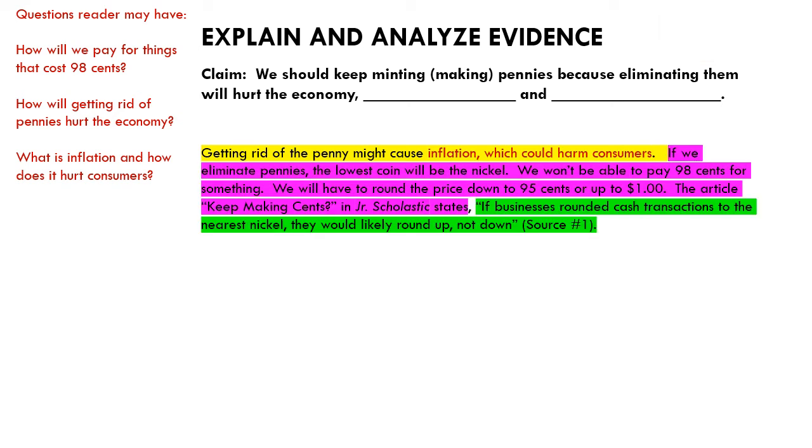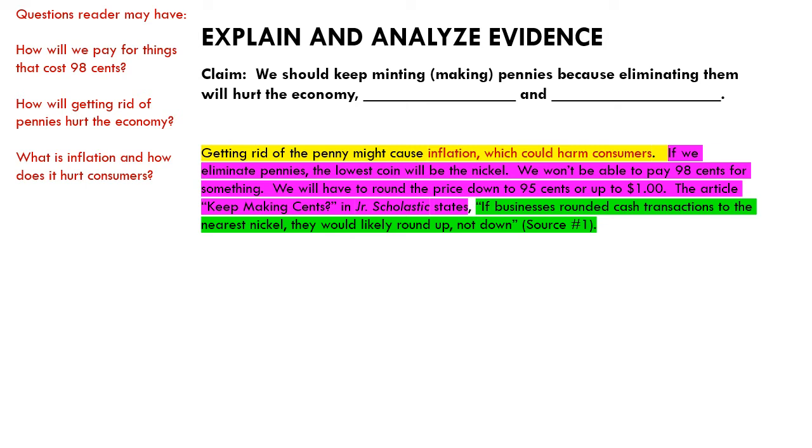I'm going to start off by answering the question I think my audience will have first, which is how will we pay for things that cost 98 cents? Because that relates to the piece of evidence that I've chosen here. So as part of my introduction of evidence, I'm going to say, if we eliminate pennies, the lowest coin will be the nickel. We won't be able to pay 98 cents for something. We will have to round the price down to 95 cents or up to $1.